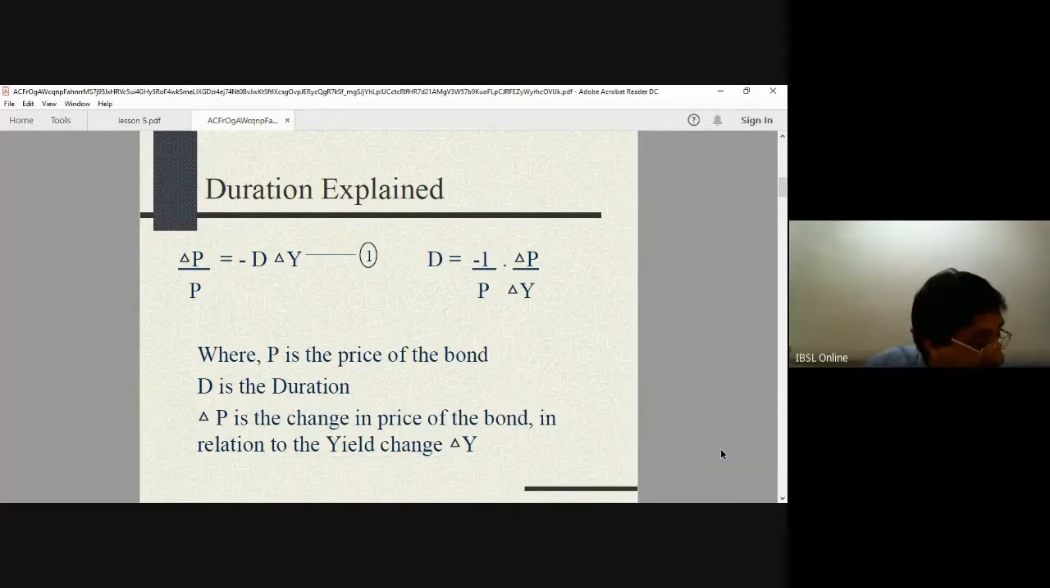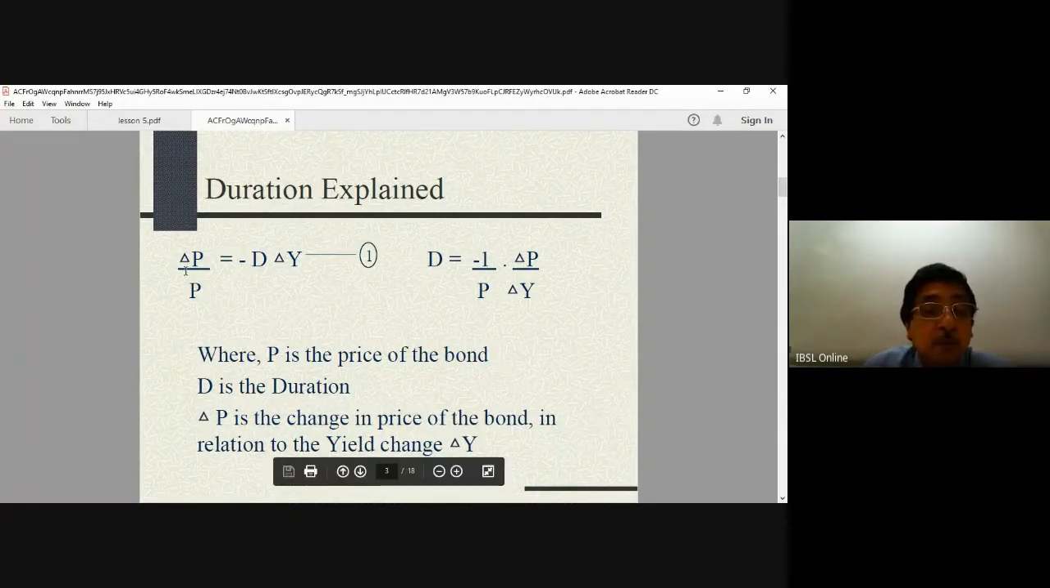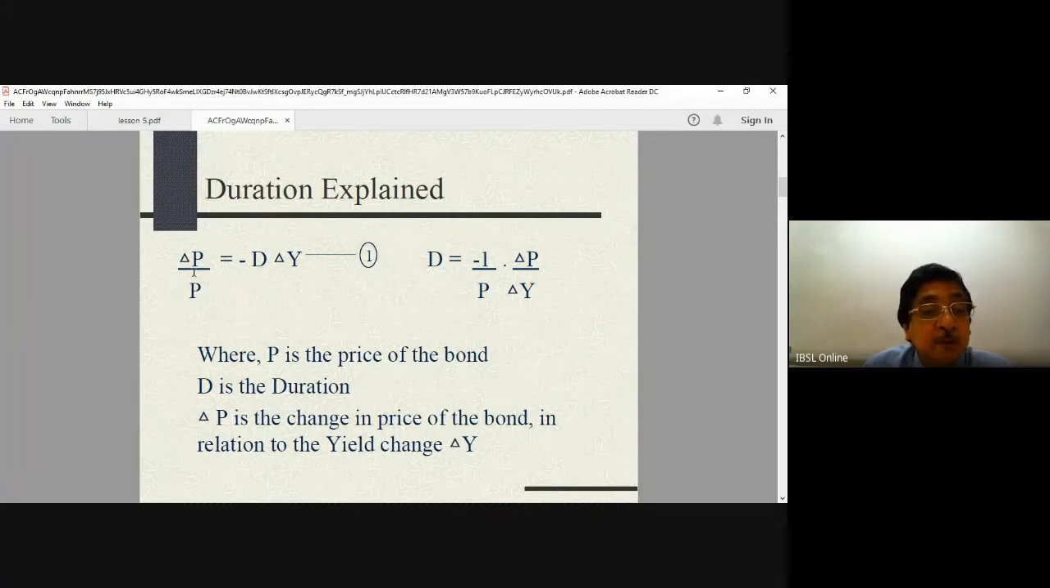Yes, any question? Now I can show you the relationship here. Price difference is given by this much. Delta P over P, where delta P is the price change and P is the price. In other words, with cross multiplication, delta P is equal to minus D into delta Y into P. So this relationship we obtain through that curve.